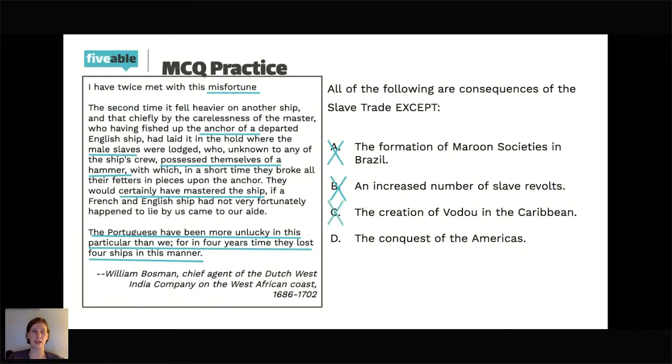And then this text doesn't specifically relate to the creation of voodoo in the Caribbean, but voodoo is a blended religious tradition that combines some elements of Catholicism, elements of Native American practice, and elements of African religious practice. So it's that blended culture that I did talk about with these Maroon societies. And so that leaves us with D. Plus, as Sasha points out, the conquest of the Americas is one of the reasons for the slave trade rather than a consequence of the slave trade. That's exactly right. You're on top of things, Sasha.